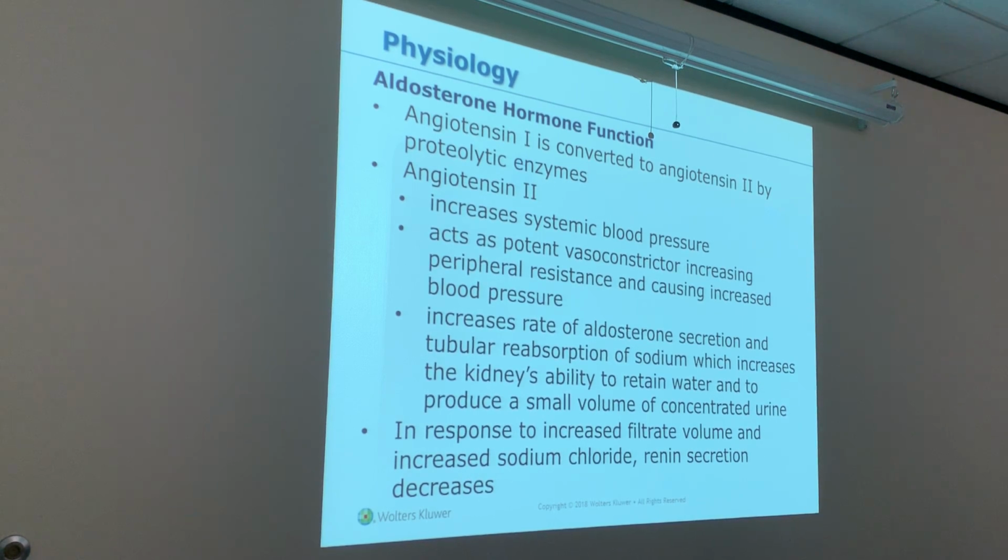angiotensin 2, it increases the blood pressure. It helps with the vasoconstriction of your peripheral arteries. It increases your blood pressure. So if I have low blood pressure, they can give me this to increase my blood pressure.